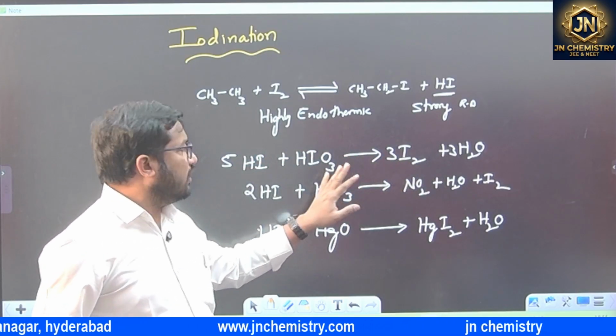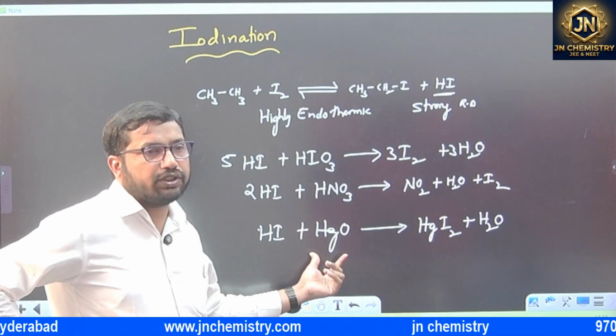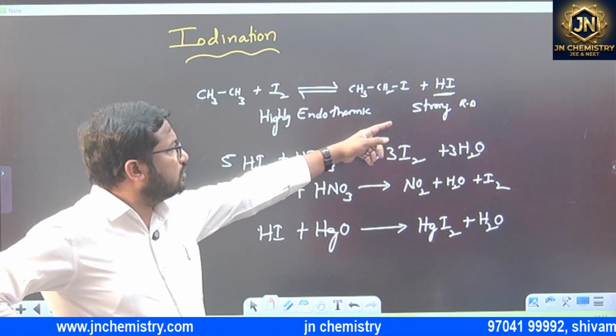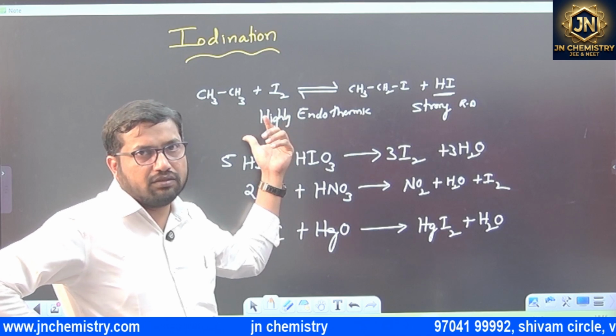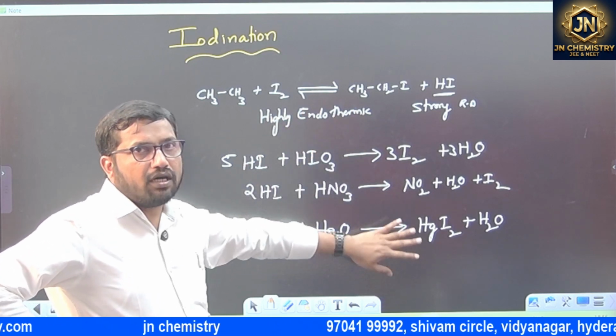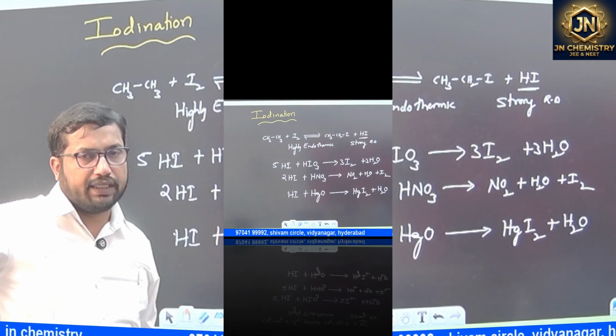So why are we using HIO3, HNO3, HgO? Whatever HI is forming, to prevent the backward reaction, we will use these oxidizing agents. We have to use them, write it down.